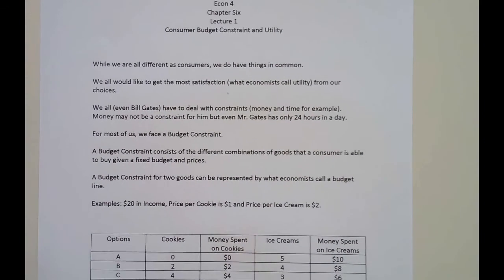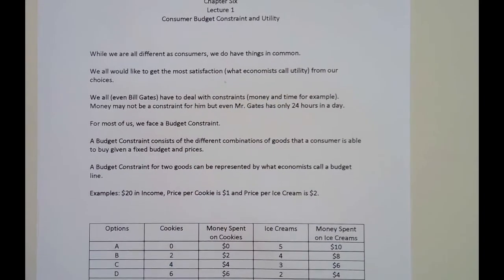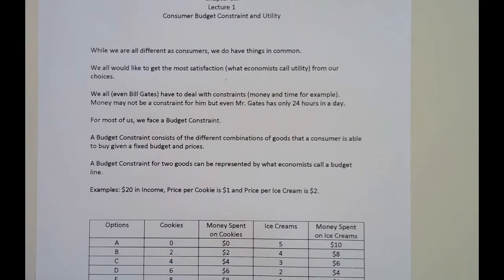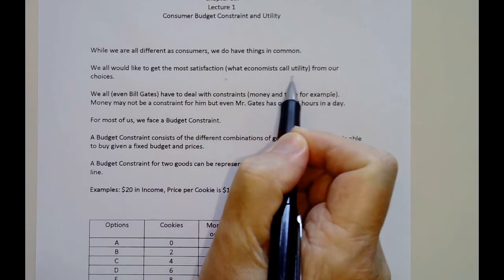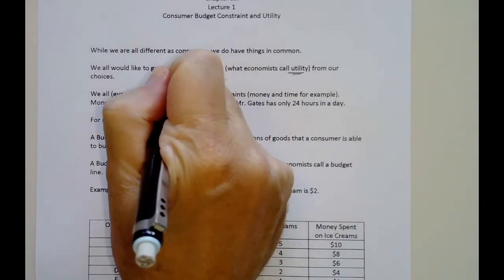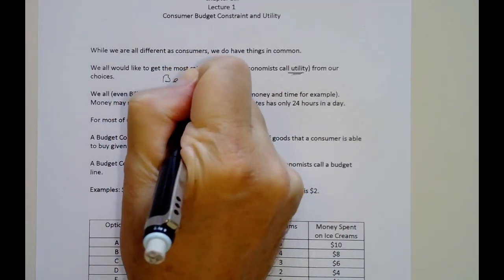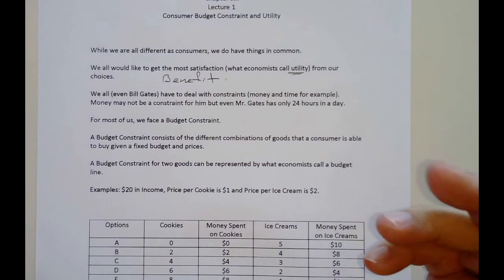And so one thing about consumers is that we all have things in common. What we try to do in our activities in terms of spending our time and our money is to try and get the most satisfaction possible, what economists call utility. So utility is a word that describes the benefit that consumers get from consuming things with their money or consuming events with their time, activities.